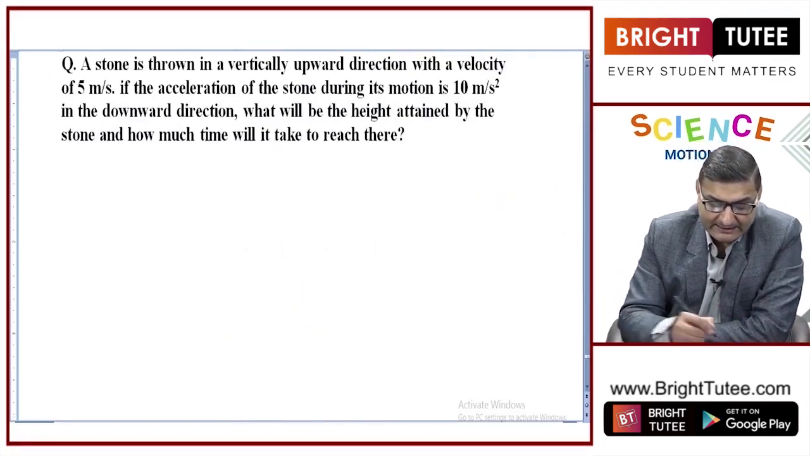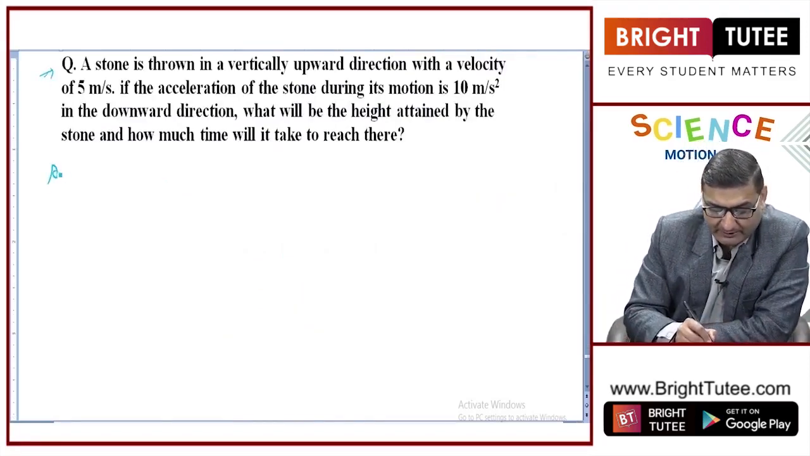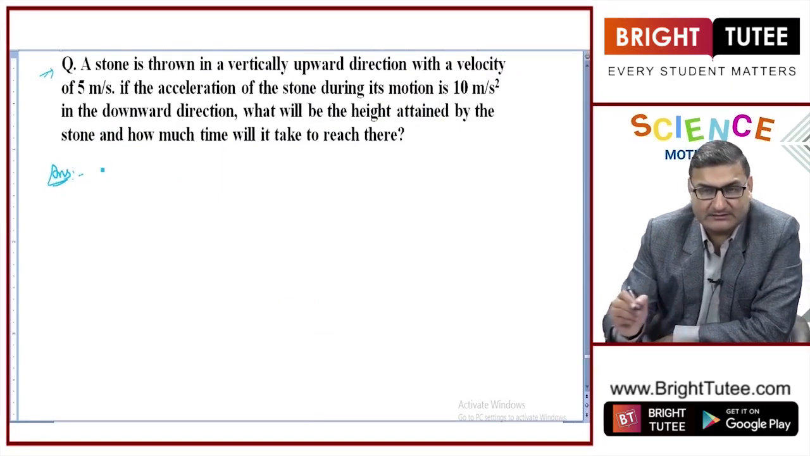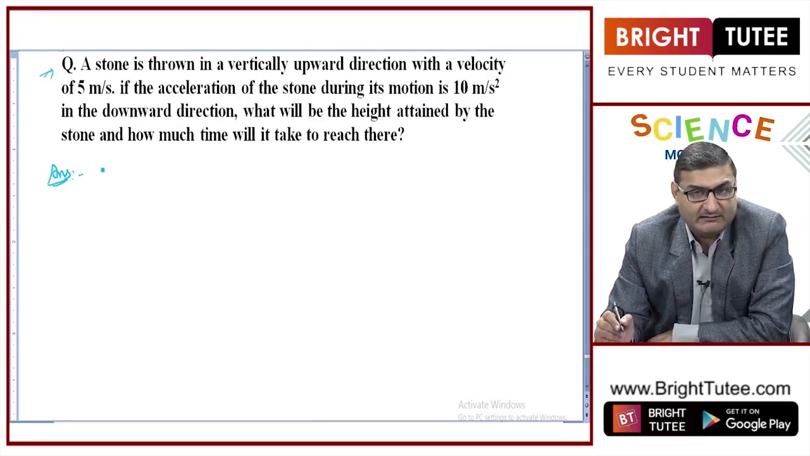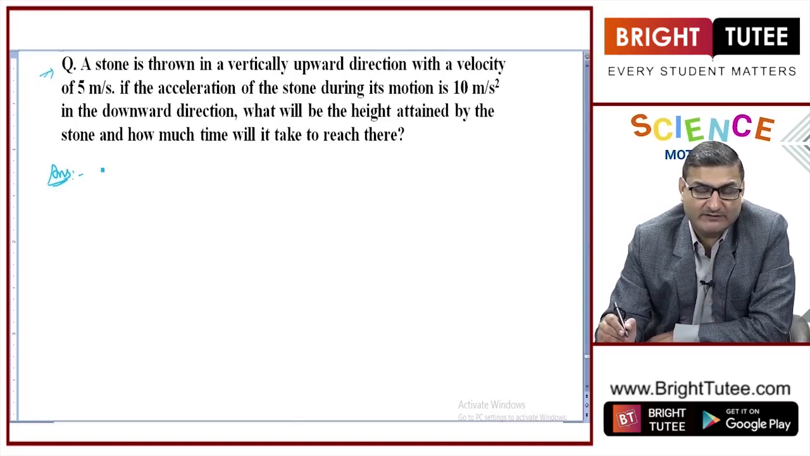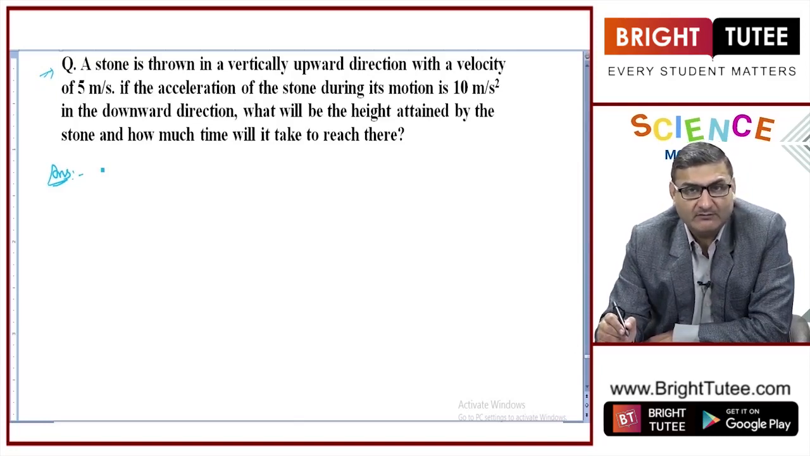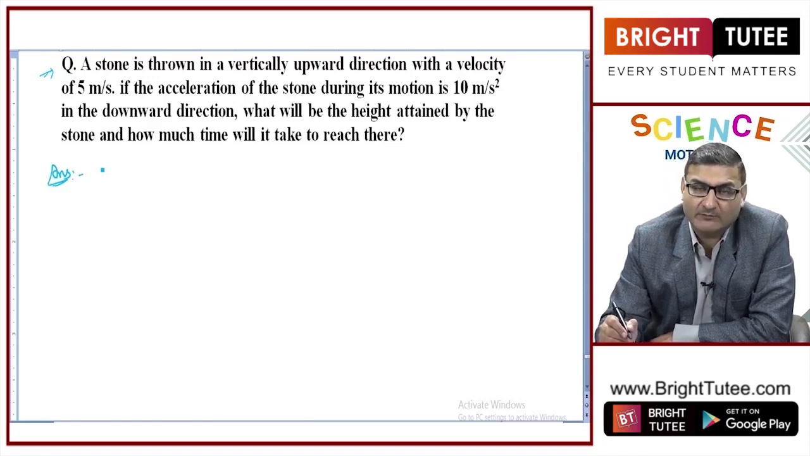Now students, in this next question you need to relate a new concept. Till now we have seen that the body is basically traveling along a straight road, linear motion we have talked about, right. But now in these type of questions we will be given that either a body is thrown upwards or from some height an object is dropped.